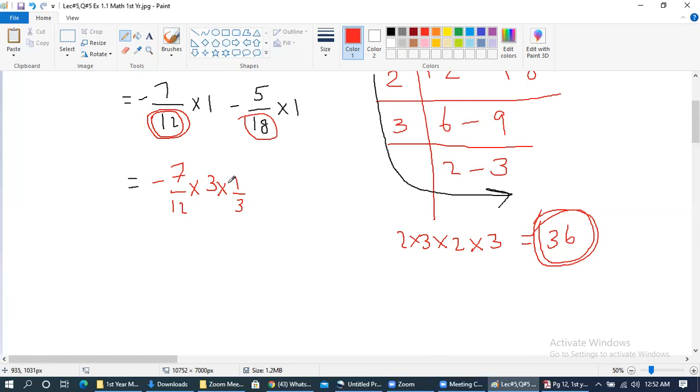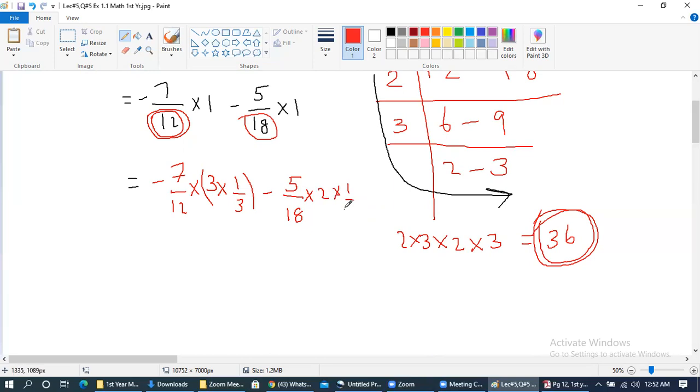Because 3 and 1 by 3 are multiplicative inverses of each other, therefore we are doing it. Anyhow, when they are multiplicative inverses of each other, then it is again 5 by 18, and 18 can be made 36 by multiplying it by 2. 18 times 2 is 36. So you have to write here 2 cross 1 by 2.